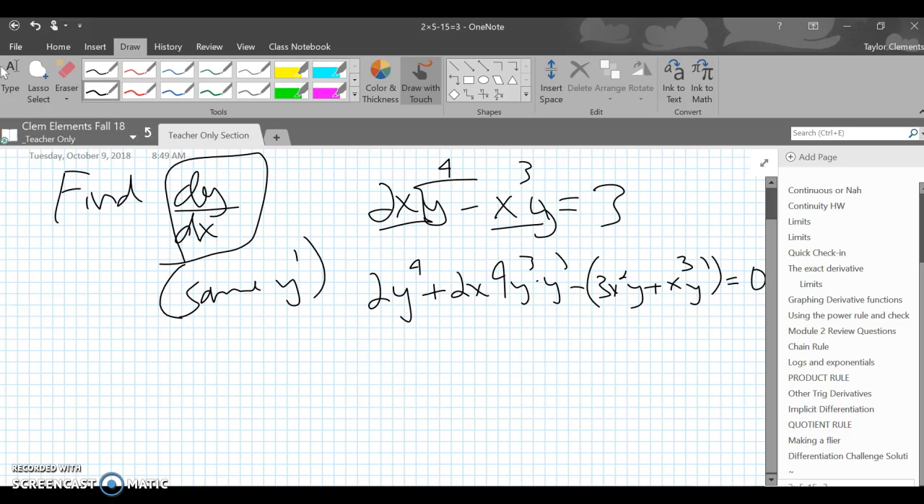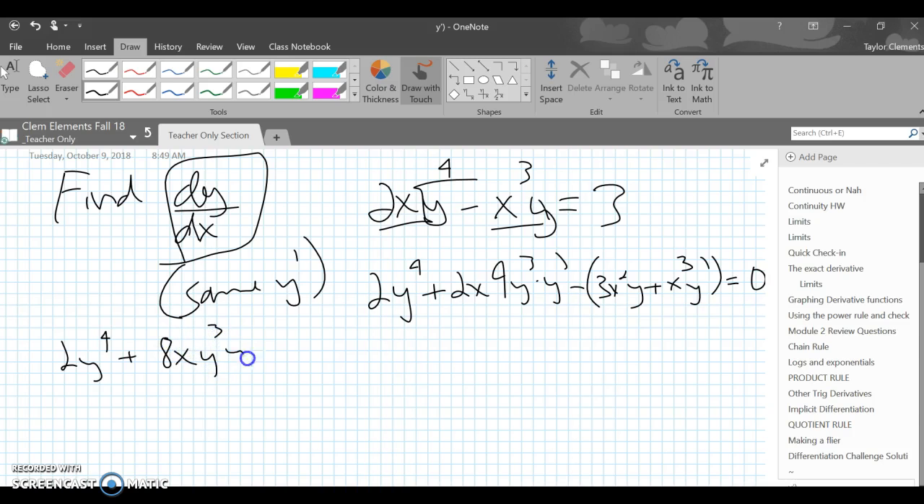Okay, let's write all this down here. We got 2y to the fourth plus 2x. Let's see, well, that's times 4y cubed, so let's just go ahead and make that 8x y cubed y prime minus 3x squared y minus x cubed y prime equals 0.